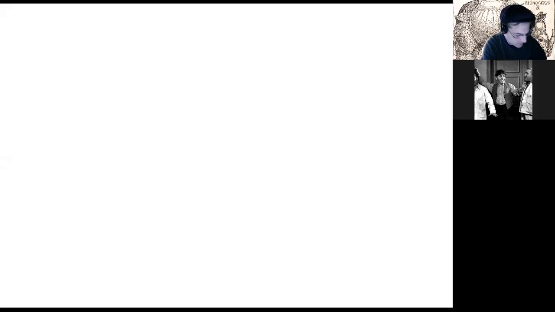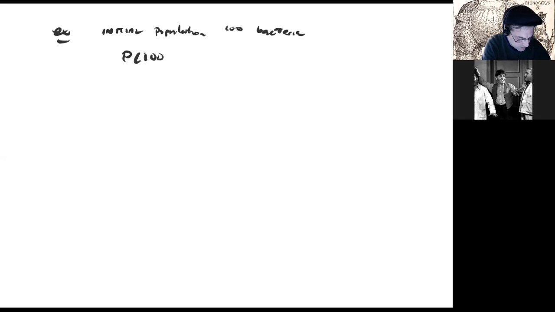So here's an example. Suppose we have an initial population of 100 bacteria in a petri dish, and we assume exponential growth. And after one day, the population grows to 300 bacteria.